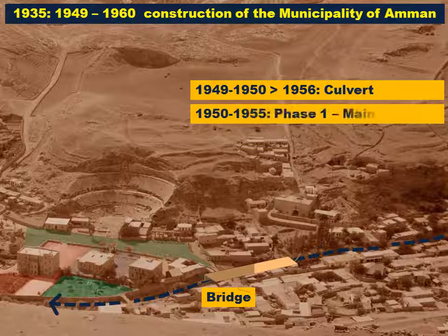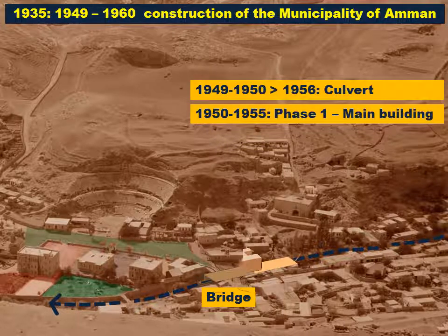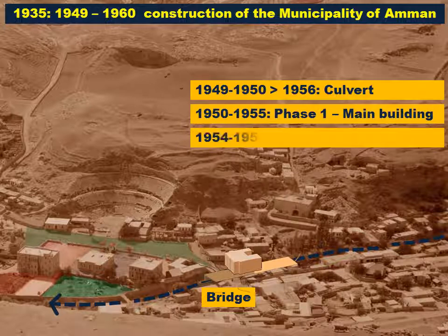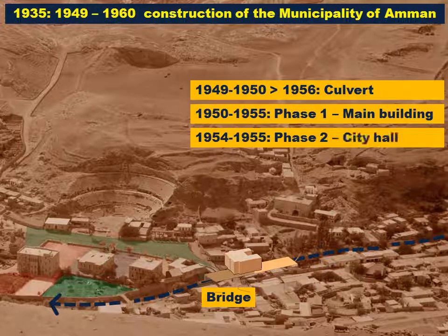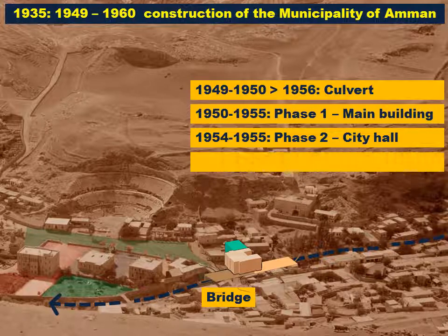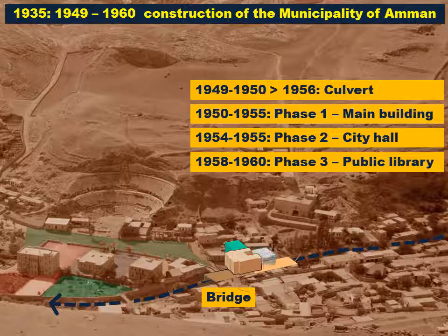1950 to 1955, Phase 1, Main Building. 1954 to 1955, Phase 2, City Hall. 1958 to 1960, Phase 3, Public Library.